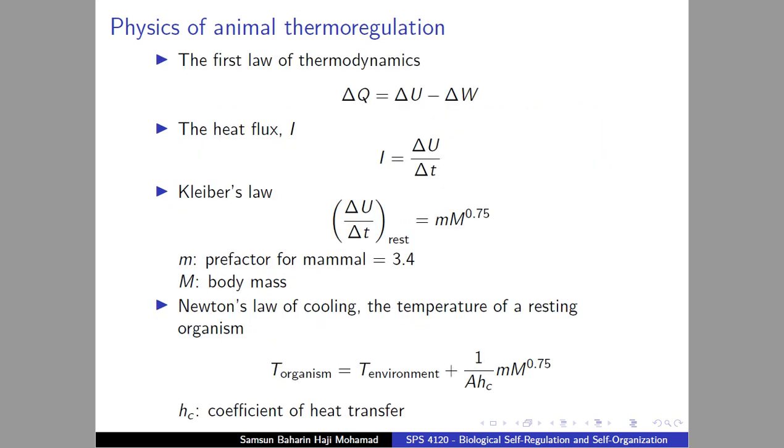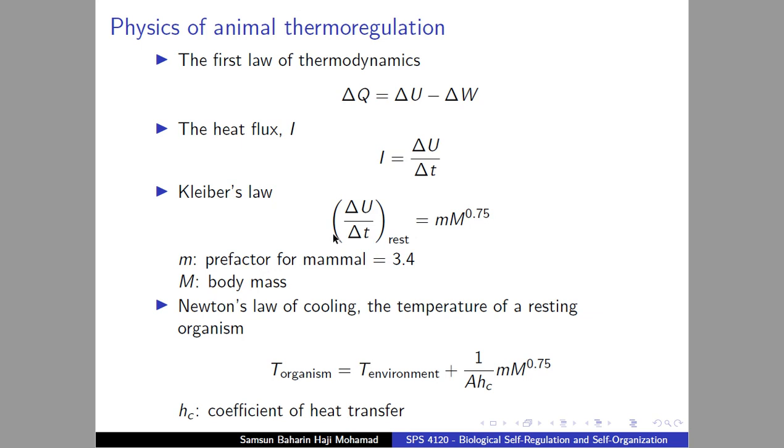Okay. So here, the first law of thermodynamics, delta Q equals delta U minus delta W. The heat flux, from inside to outside or outside to inside our body, is equal to delta U over delta T. So using Clapeyron's law, the heat flux at rest is equal to this equation, where m is the prefactor for mammals. For mammals it is 3.4, and m is our body mass to the power of 0.7.